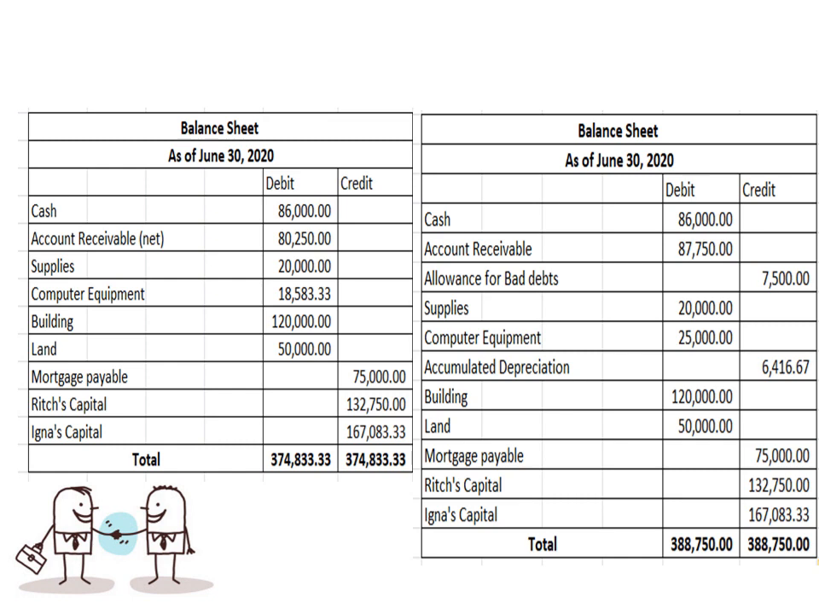Okay? So let's see the balance sheet. If you would check, it's the same for cash, 85,000 for both, whether new books are used or Igna's book is used. And then accounts receivable, the difference is the allowance for bad debts, because take note, we did not close the allowance for bad debts on Igna's book. And then also for computer equipment, because we did not close the accumulated depreciation on Igna's book. So the difference will just be these two, and anything else is just the same.